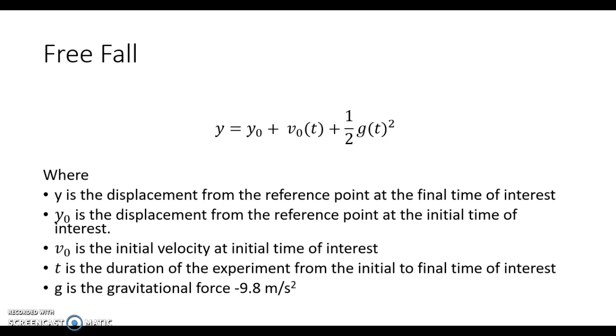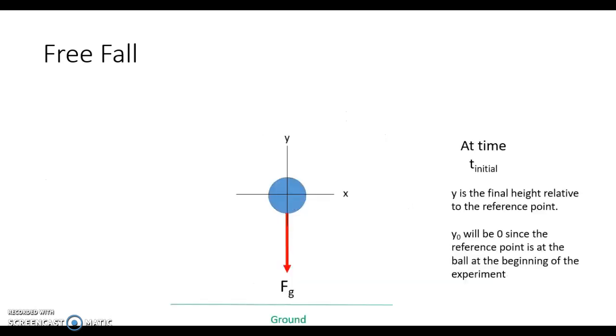t is the duration of the experiment, and when we say the duration of the experiment, that's from the initial time of interest as the experiment is being conducted to the final time of interest. And g, as I promised, is the gravitational acceleration, and that is equal to negative 9.8 meters per second squared. All right, so now let's look at this reference point that we're talking about.